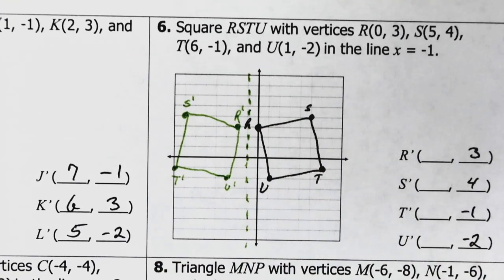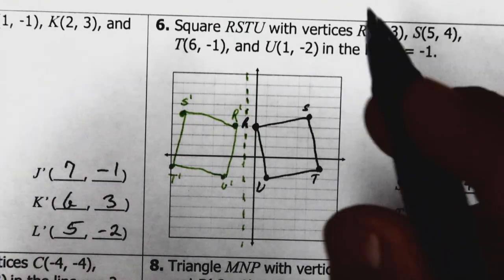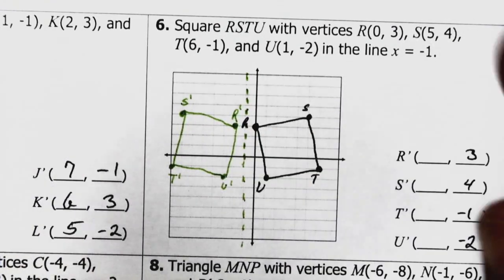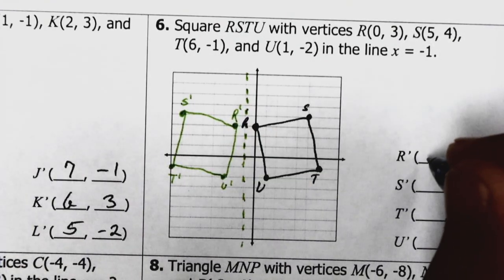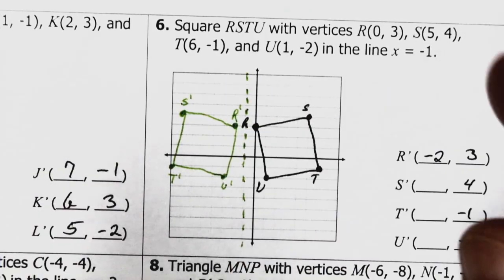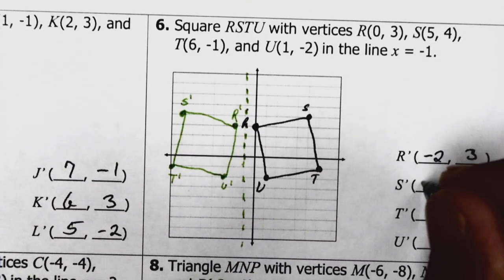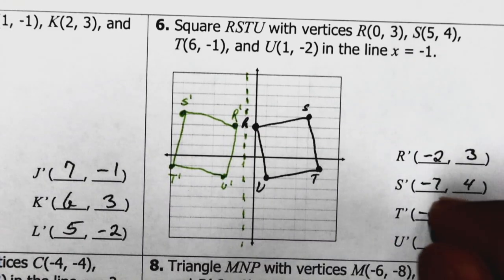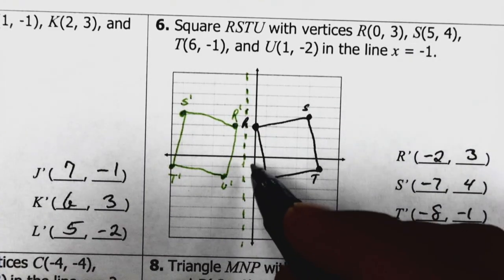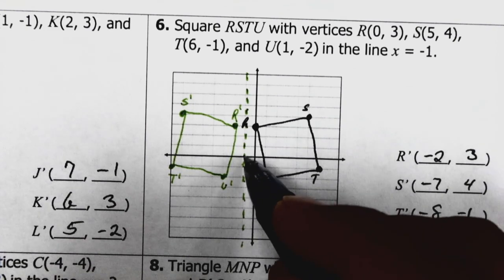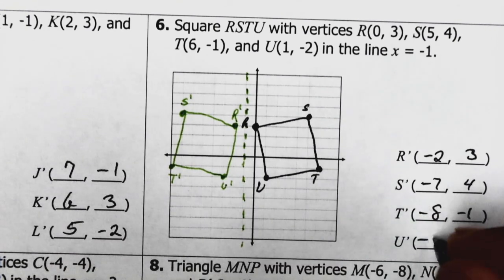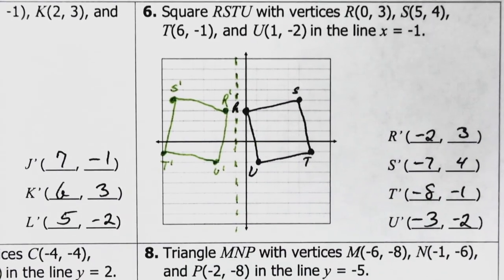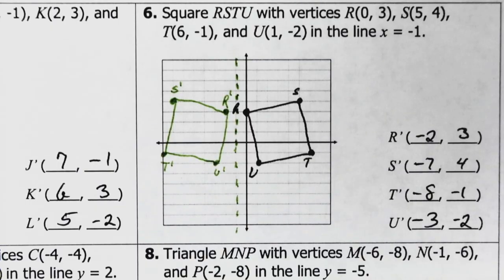There we go. So then all we have to do is just get the x coordinates. So R is at -2. S is at -7. T is at -8, and U is at -3. And there you are. Real simple.